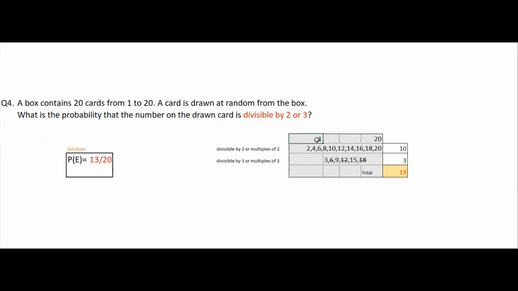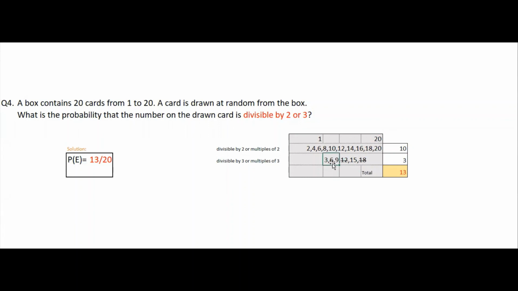1 is not divisible by 2, but 20 is divisible by 2. So the last card divisible by 2 is 20, and the first one is 2. Write the multiples of 2: 2, 4, 6, like 2 1s are 2, 2 2s are 4, 2 3s are 6, like this up to 20. So the total number of cards divisible by 2 is 10. Now write the cards divisible by 3, the multiples of 3. Those are 3, 6, 9, 12, 15 and 18 is the last card, because 20 is not divisible by 3.